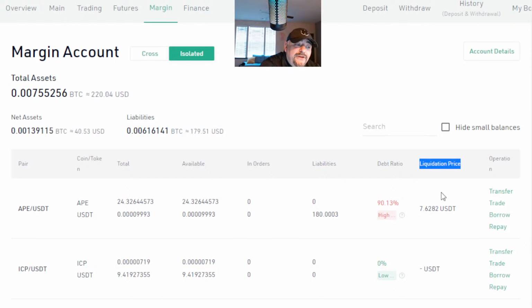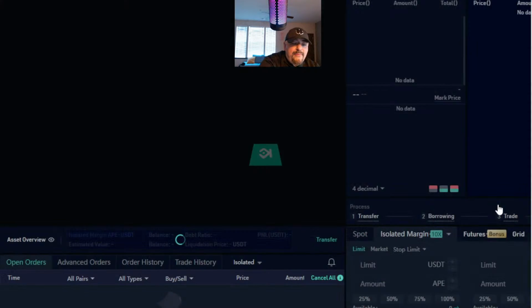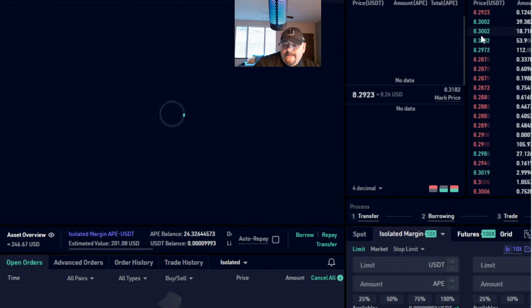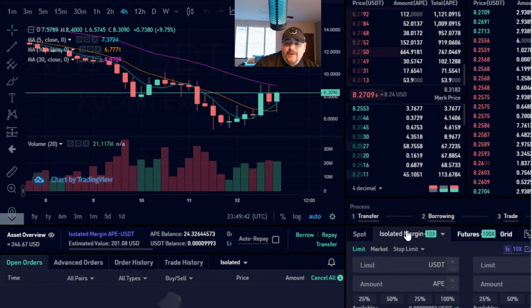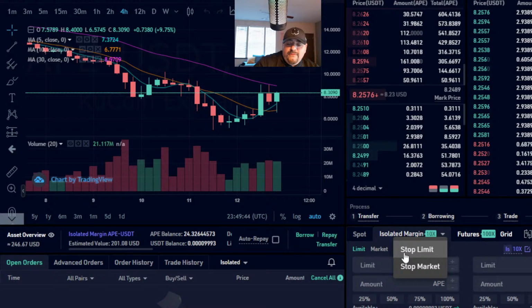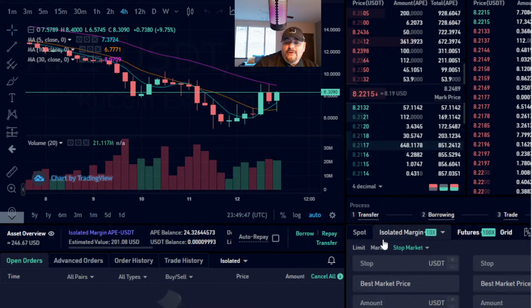So we want to make sure that we don't get liquidated. The first thing we need to do to make sure that we don't lose our money is to set what's called stop markets. So we go back to trade now that we know that everything is set up properly. And we're going to set what's called a stop loss or stop market. The reason why we set the stop market is so that we don't lose money.